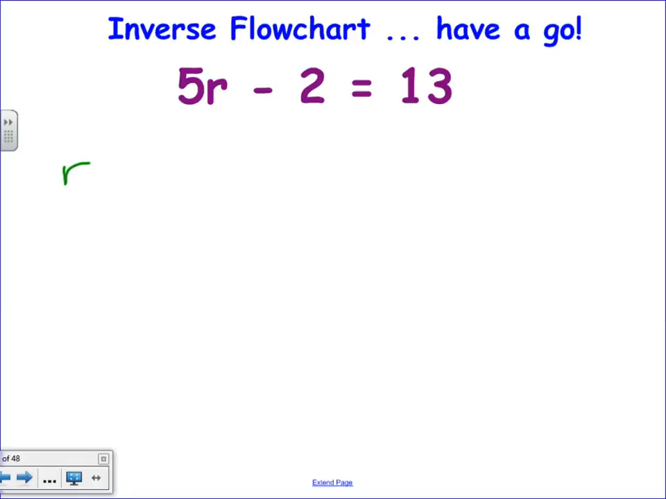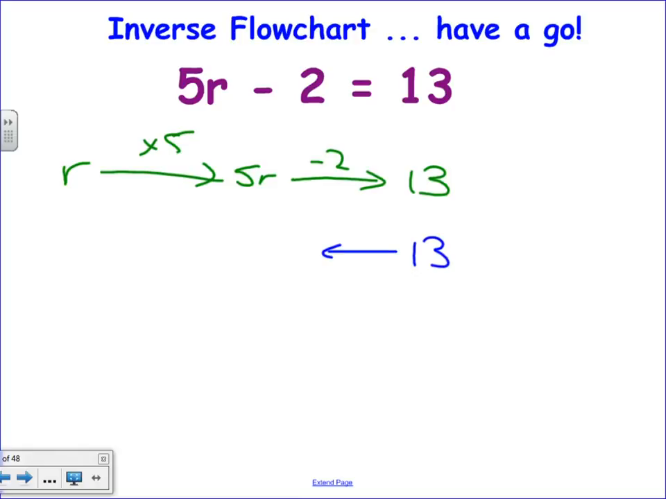R. Yeah, that's our variable. So the first thing I do to R, times it by 5 gives me my 5r. The next thing I do to R, take away 2 and it gives me an answer of 13. I'll come back the other way. I add 2 to 13, I get 15, good. Divide it by 5. So R is 3, 5 times 3 is 15, minus 2 gives me 13.